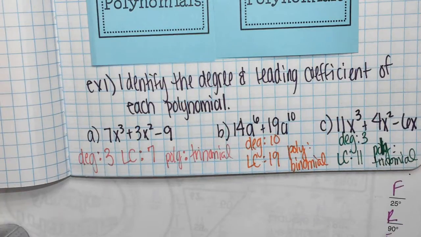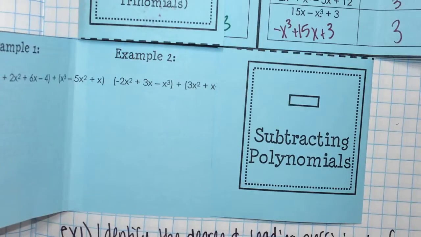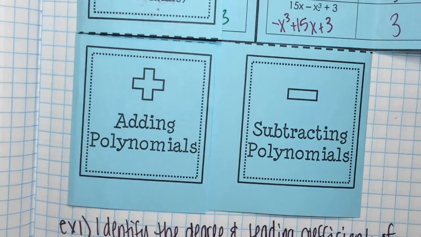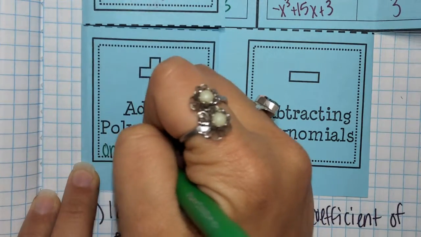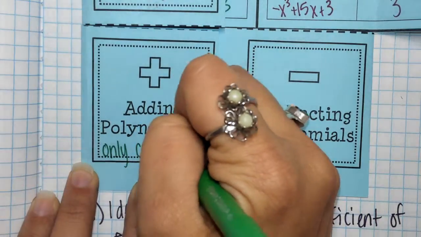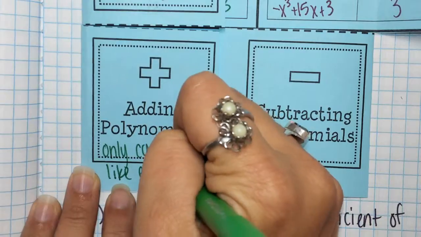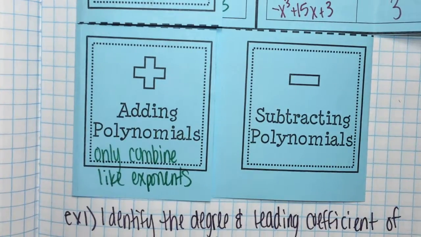Okay, are we ready to add? Yeah. Okay, let's go crazy. Let's add some polynomials together. Now, when you add, you have to do very, very, very special things. Only combine like exponents. So we're going to write that on the outside. Only combine like exponents. So what do I mean by like exponents? The same exponent. Take a point, Tater.